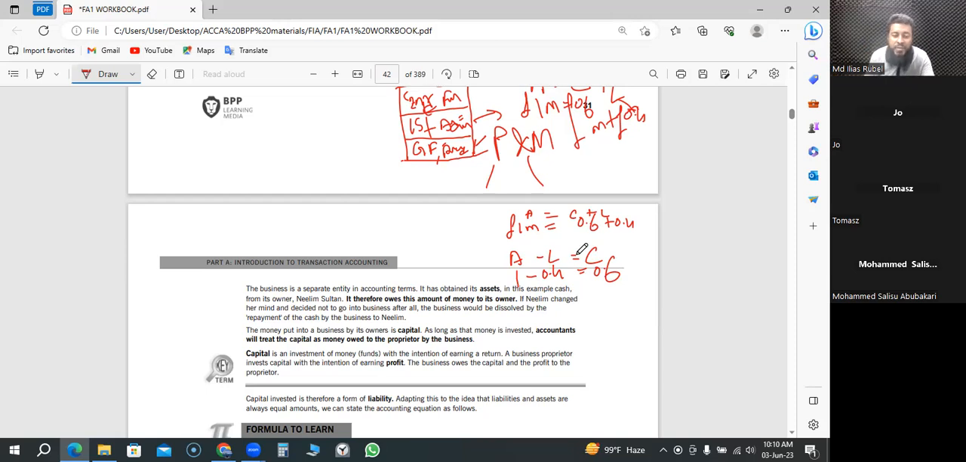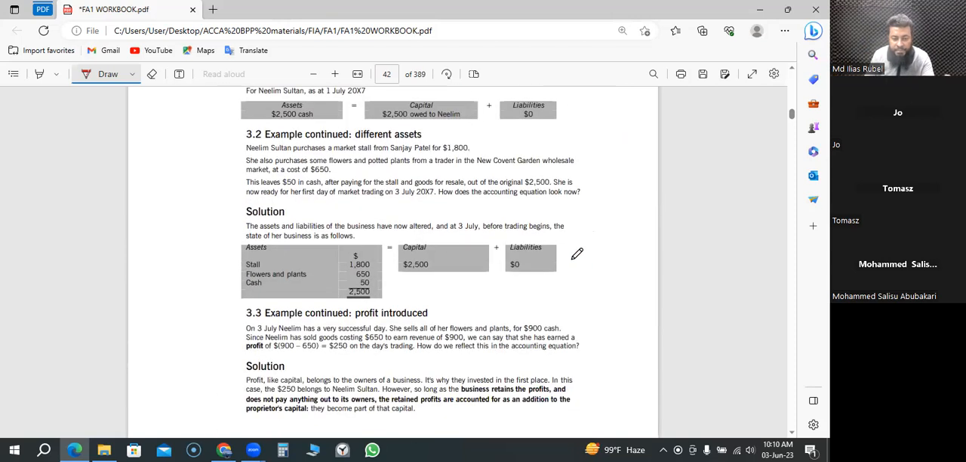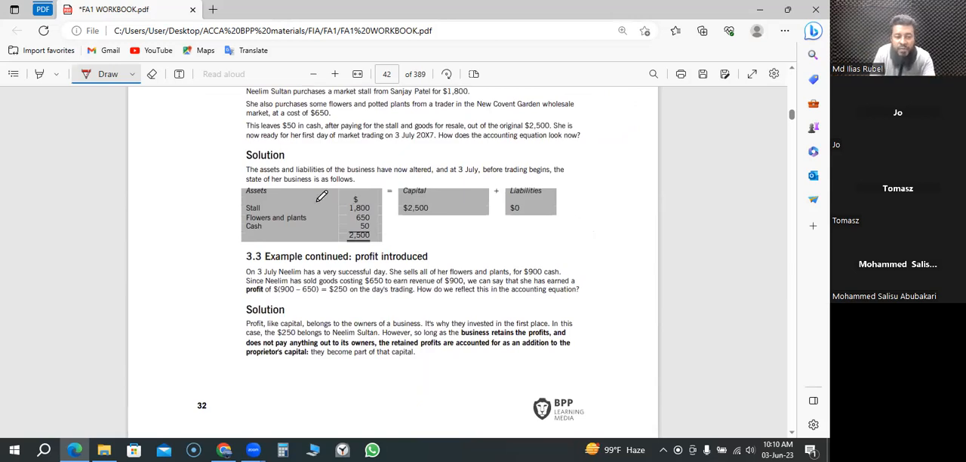But I'd like to go a little more with this chapter. Like assets, what are the forms of assets? Stall, you got a stall. Flower and plants and cash money. There could be two types of assets. That's what I wanted to show you. Assets are two types.